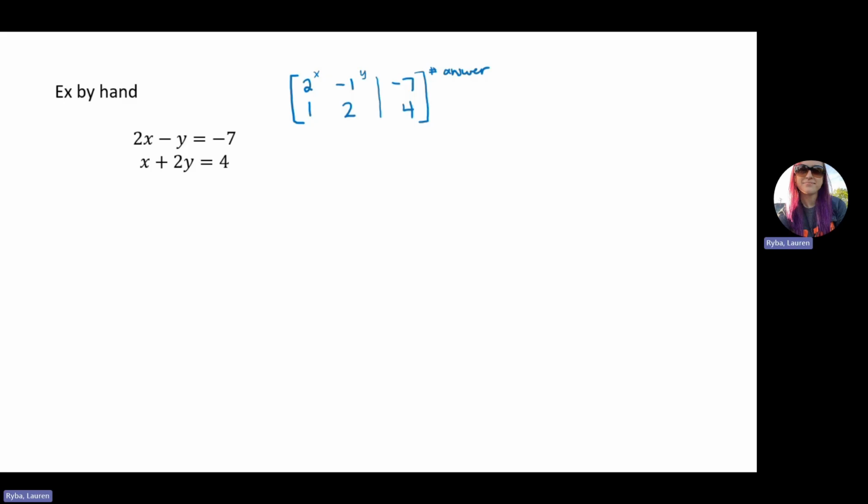Our goal is to get something that looks like this. 1, 0, and a number. 0, 1, and another number. That's our goal, because that's going to give us our solution. That's going to tell us X equals whatever this first value is, and then Y equals this. Because this is the X value, this is the Y value, this is your solution. So if X is 1, 1X, no Y's, X equals this answer over here.